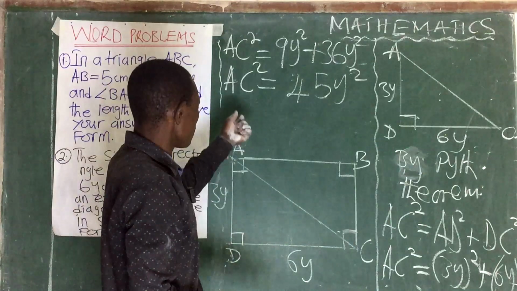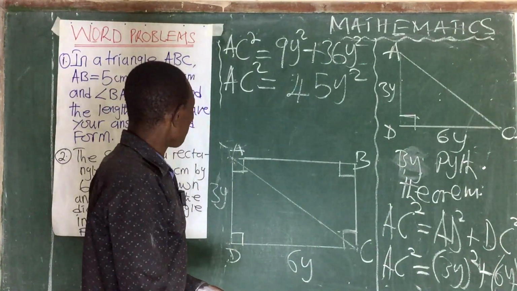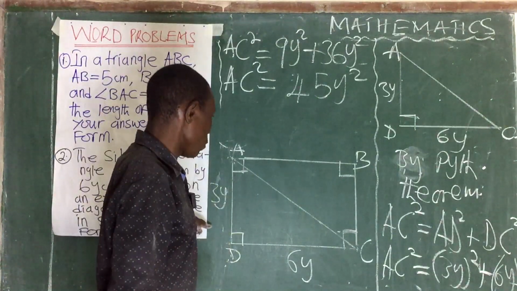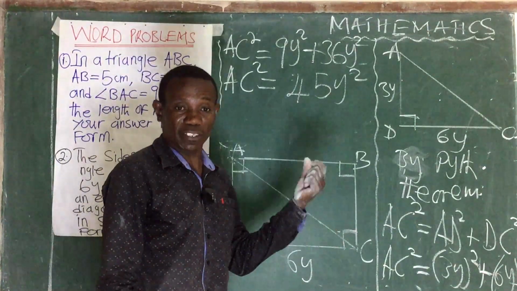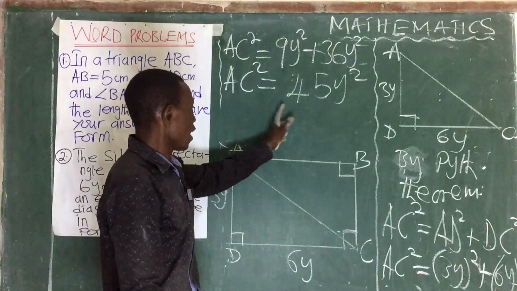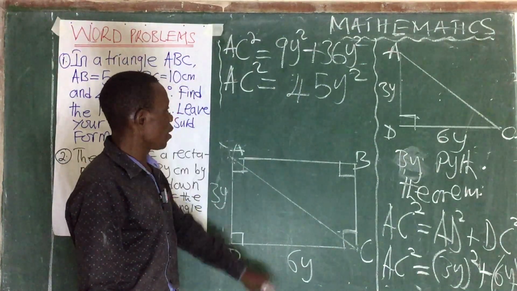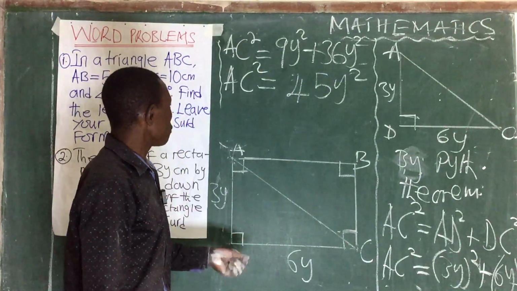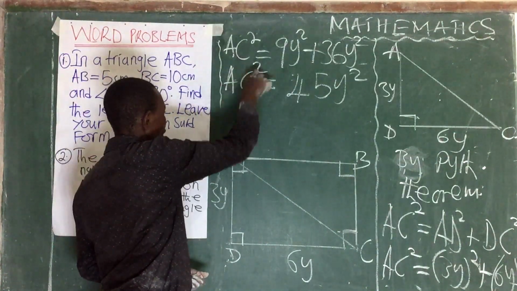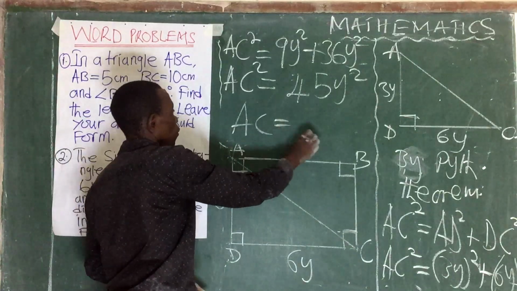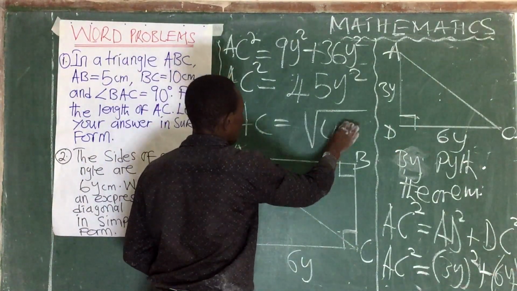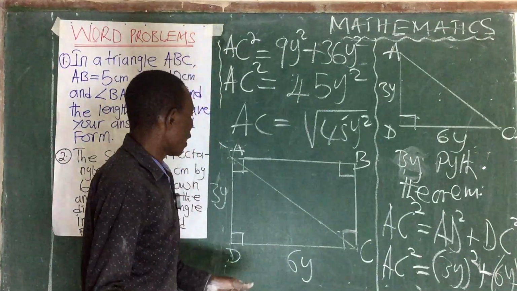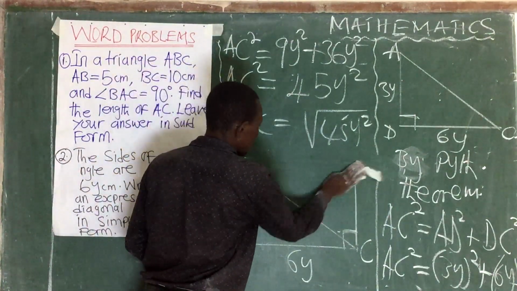We need to find the value of AC, which is the diagonal. But in this case, since we are asked to leave the answer in simplified surd form, we'll do like we did in the first example. We are not going directly to find the root of this by taking the square root of 45. What do we do here? We take the square root on this side, which is AC, and here we also take the square root of 45y squared. So now from there, what is it that we have?